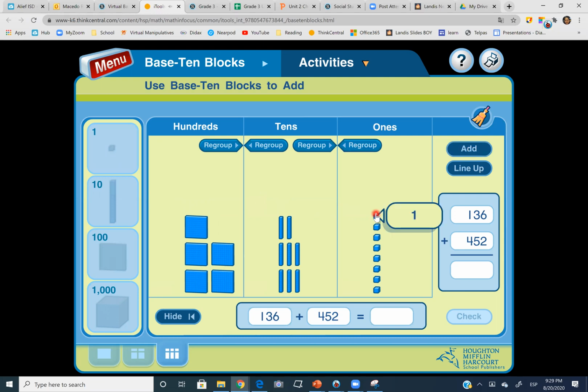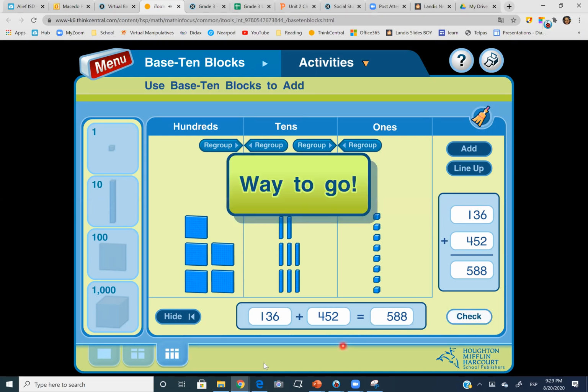Now, when we start counting, we have here 2, 4, 6, 8. So we always start in the ones, and we have 8 ones in all. Now let's see the tens. We had 3, and then we put 5 more, and together the total is going to be 8 tens. And finally, we had 100 and 400. When we put them together, it's going to become 500. So my answer is going to be 588. Let's check the answer. See, we got it right.